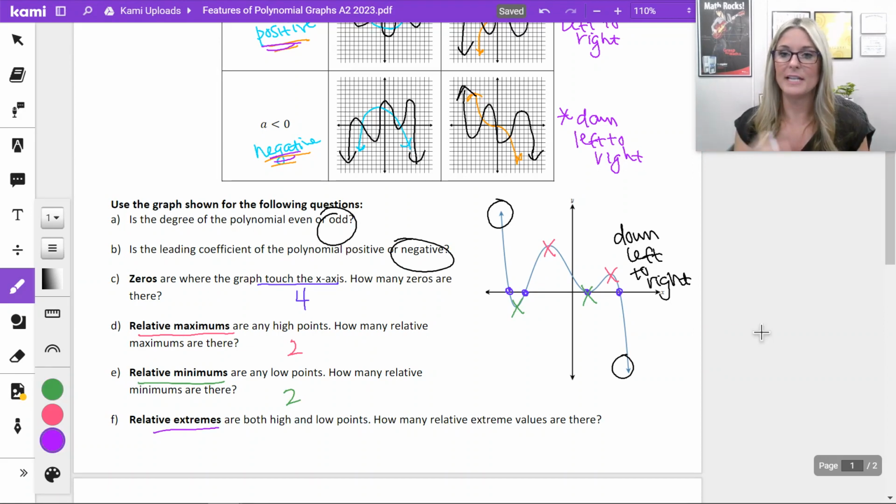Relative extremes. Now, these are terms that Delta Math uses. So when it says relative extremes, it's asking about both those minimum and maximum points. I should be able to add my last two questions together. The 2 plus the 2 should make 4. And let's double check. Low, high, 4 places.